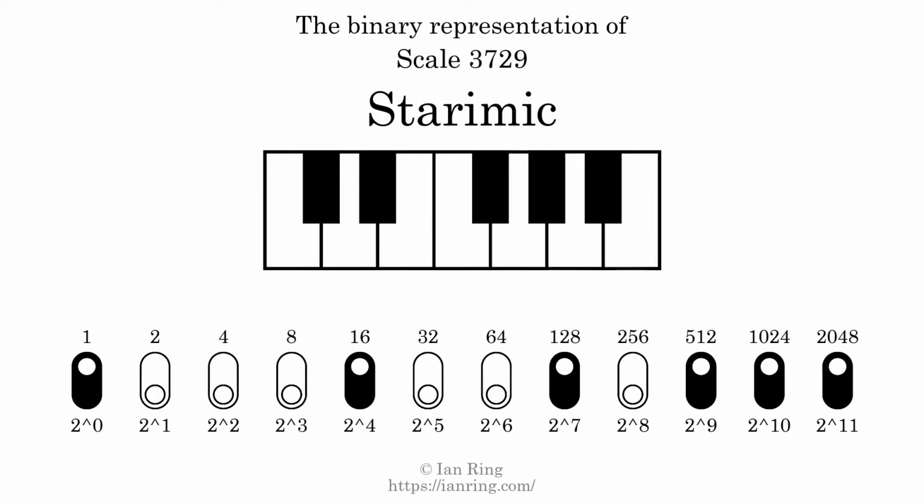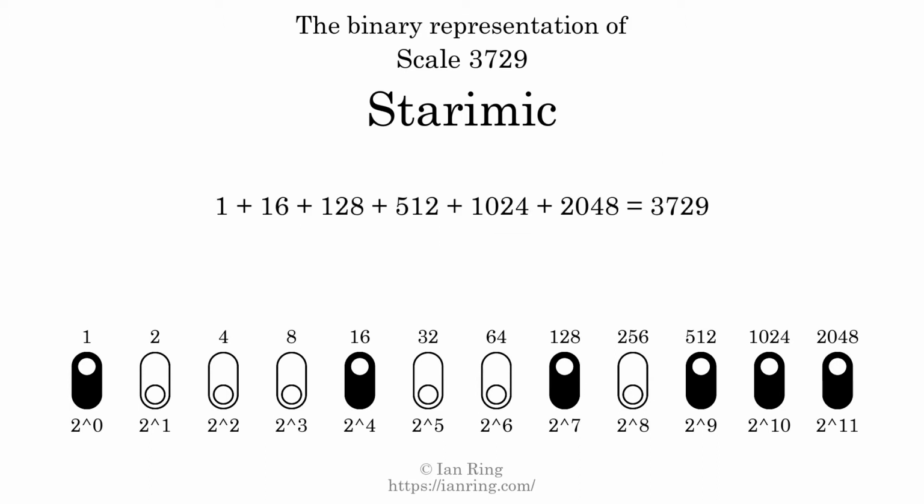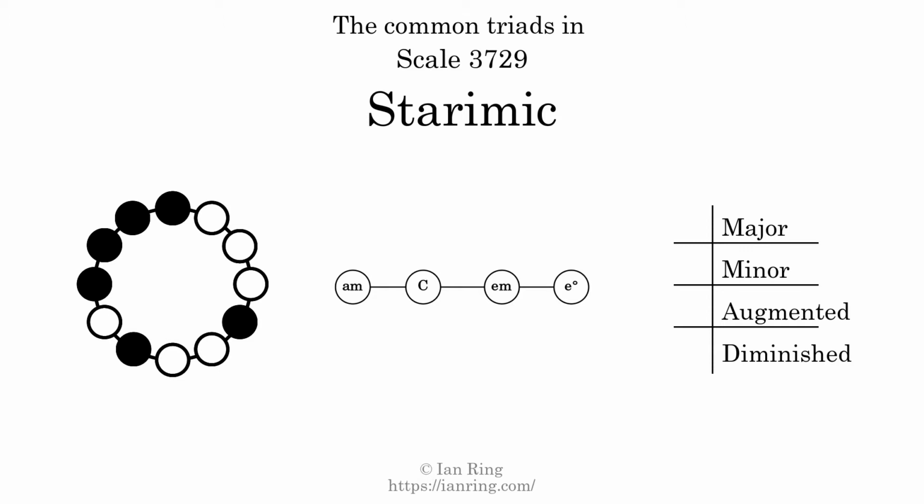To get the scale number, we add the powers of 2 together. The powers of 2 that are present in the scale, all added together, equals 3729. That is why the scale number, in decimal, is 3729. The scale number not only enumerates the scale with a unique index, but it also literally describes the tonal content of the scale. Represented as a binary number in base 2, the scale number is 11101000100001. Here are the common triads present in this scale.